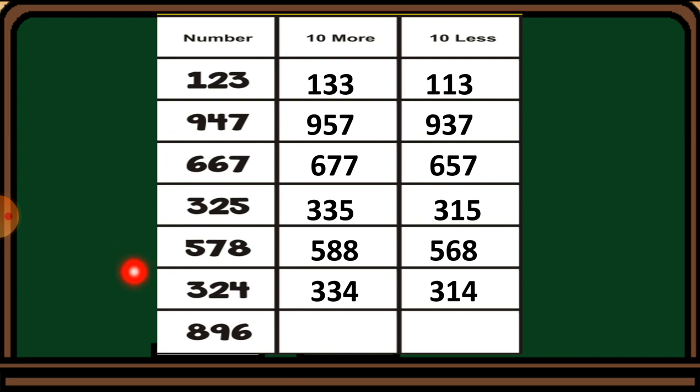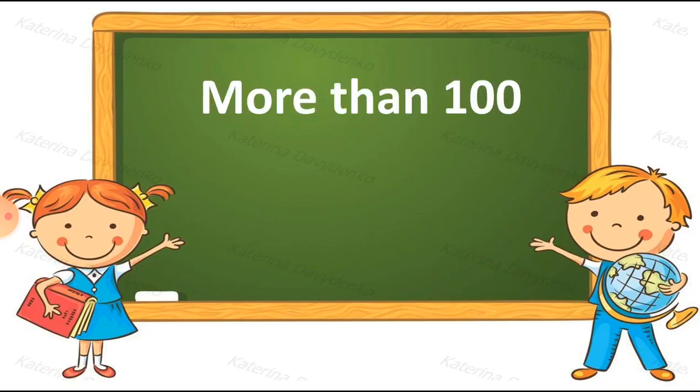Here is 896. So we add 10 to it. So we get the number 906. And if we cut 10, we get the answer 886. Let's see the next one, which is more than 100.